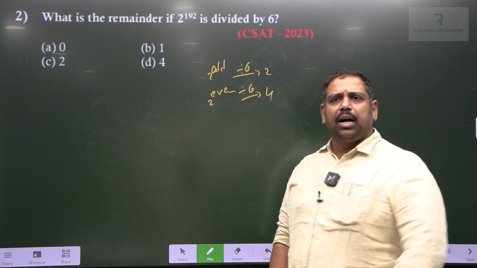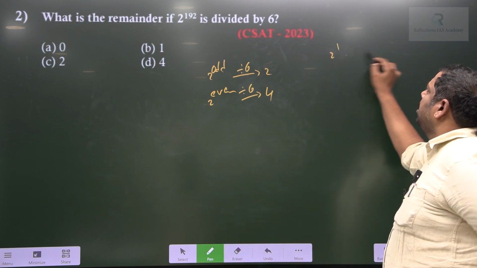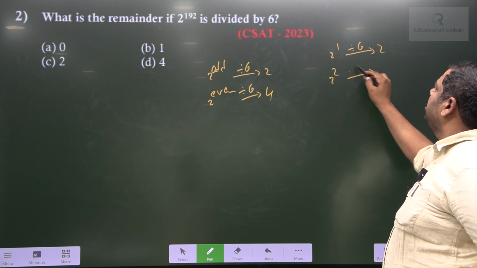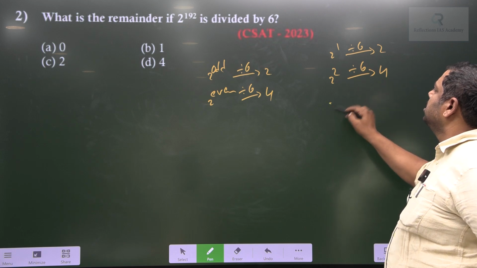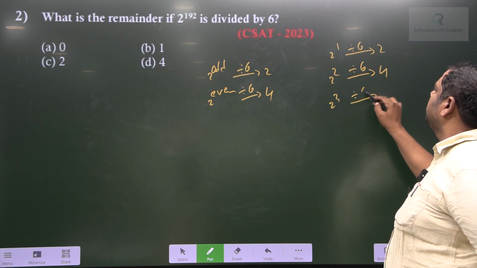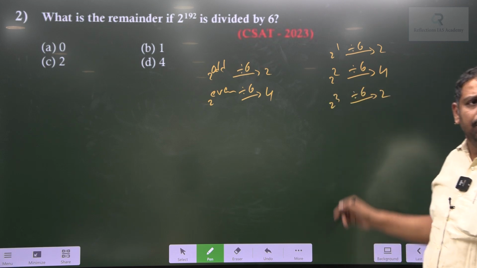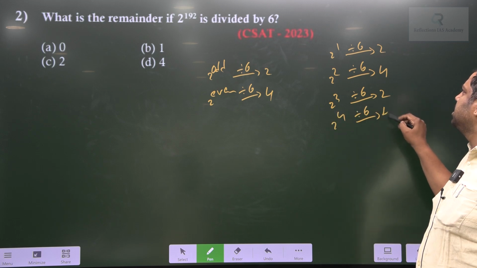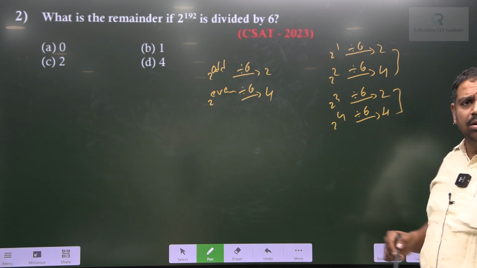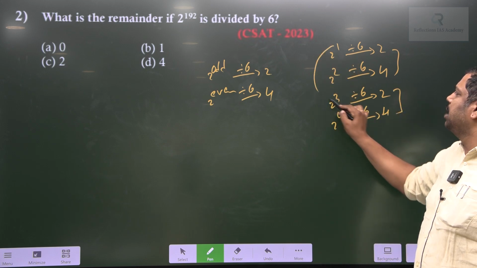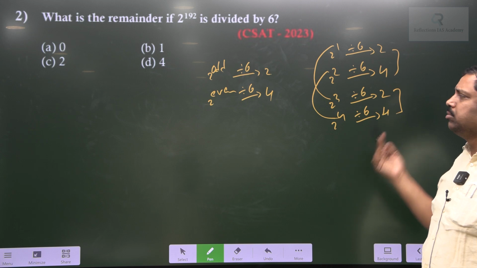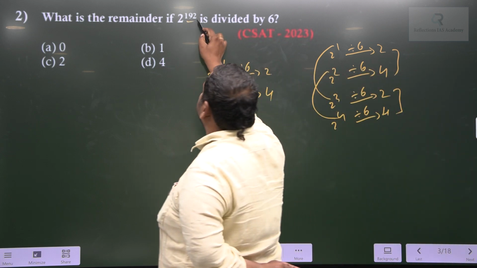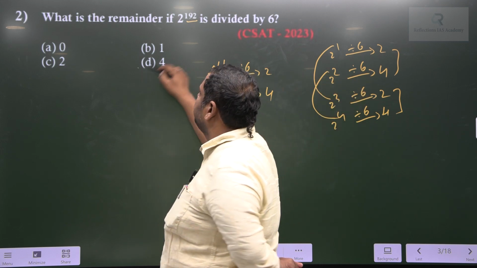Why? Observe: 2 power 1 divided with 6, the remainder is 2 only. 2 square divided by 6, the remainder is 4 only. 2 cube is 8, divided by 6, the remainder is 2 only. Right or no? 2 power 4 is 16, divided by 6, 6 twos are 12, the remainder is 4. 2, 4, 2, 4, 2, 4, right or wrong? For odd, one behavior; for even, another behavior. The power that he has given is even, so 4 is the remainder.